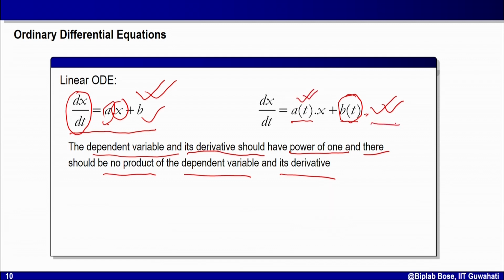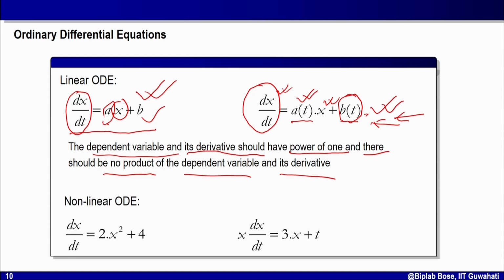But in this particular equation, we have only written the derivative of x, and we have no product of dx dt and x, and the power of x maximum is 1 and power of dx dt is also 1. So this equation is also a linear ODE. Let us see some nonlinear ODE. The concepts will be clear.